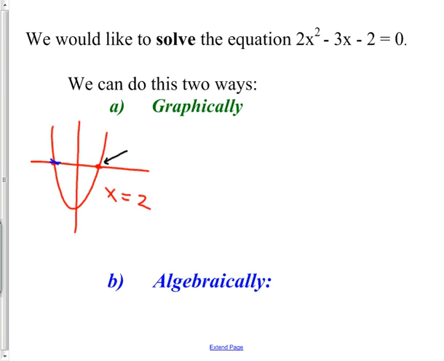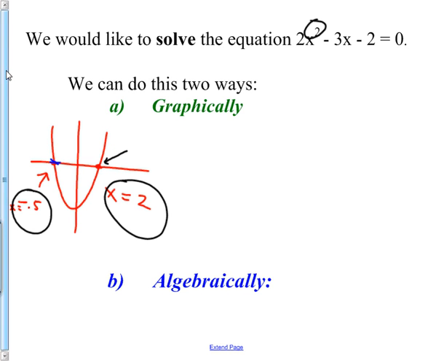I can't remember. Negative 0.5. So x equals negative 0.5 is one of them, and x equals 2 is one of them. There are my 2 answers. Should there be 2 answers? Yes, because it's got a degree of 2. All right, so that's how you do it with a graph.